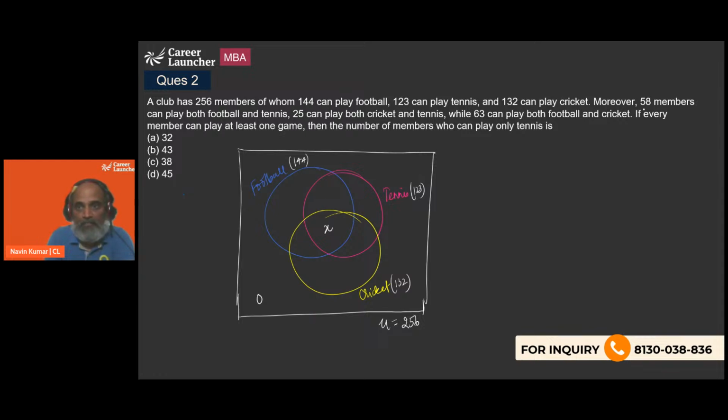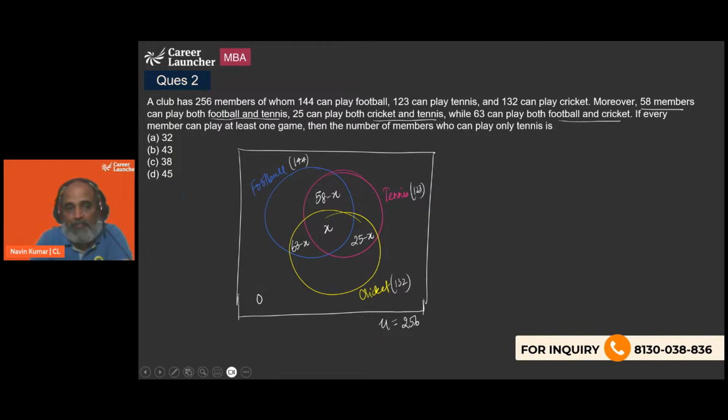Now it is given that 58 members play both football and tennis, so this entire petal is 58. So this region should be 58 minus x, right? Next, 25 can play both cricket and tennis, so this entire petal is 25, and this region should be 25 minus x. And similarly, 63 can play both football and cricket, so this should be 63 minus x.